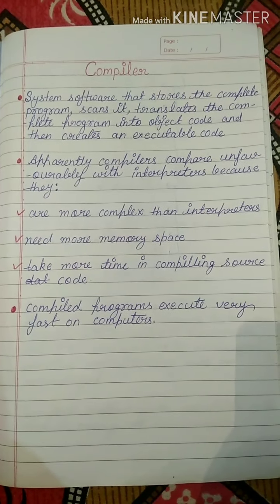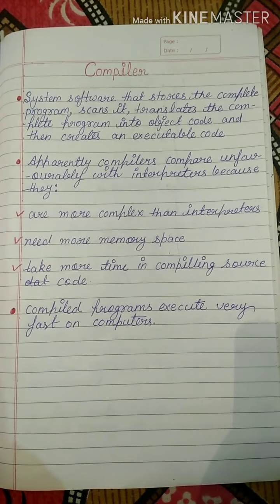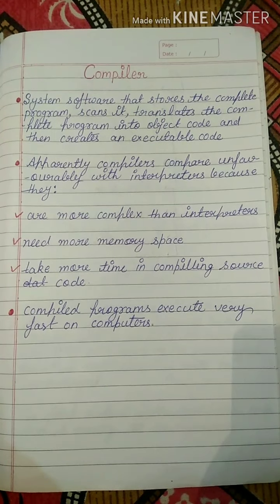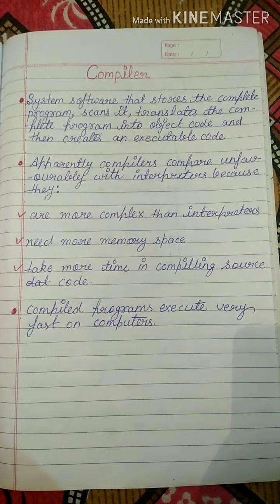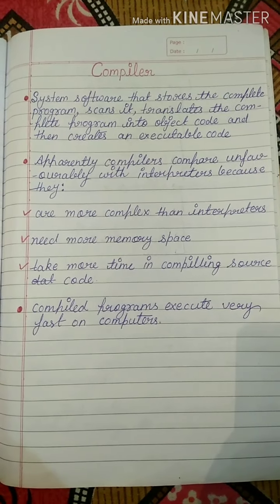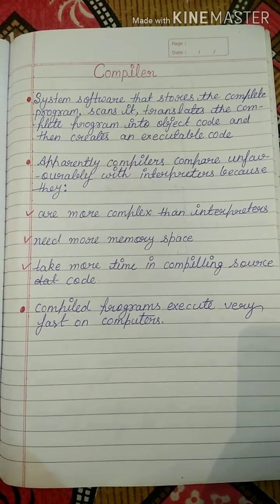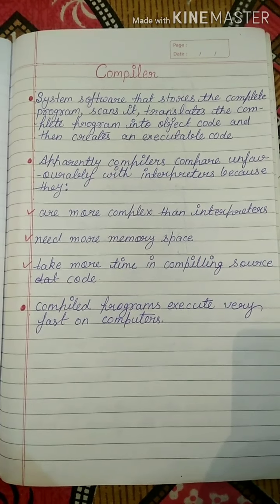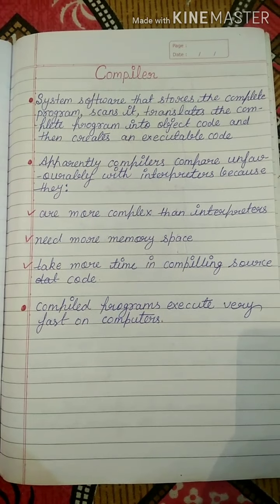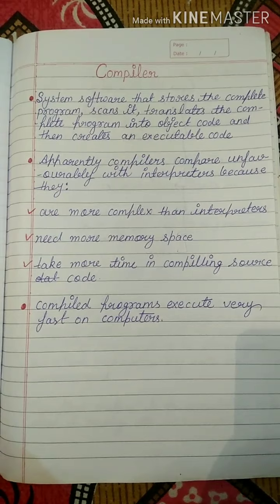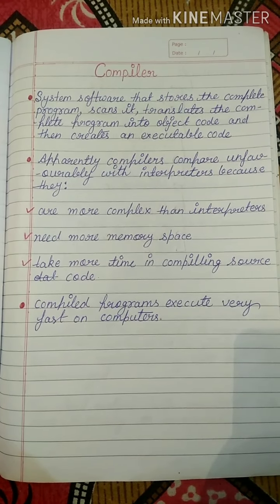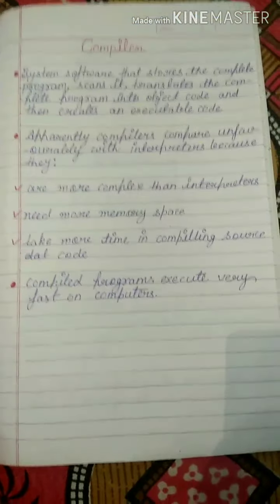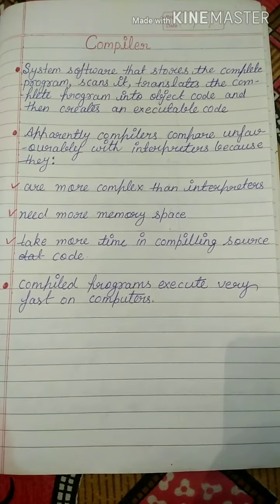In this video, we are going to discuss compilers. So let's see what a compiler is. It is a system software that stores the complete program that we have written in the high level language, scans it, translates it into object code and then creates an executable code. What is an executable code? A program that can run straight away is called an executable code, that can be executed.